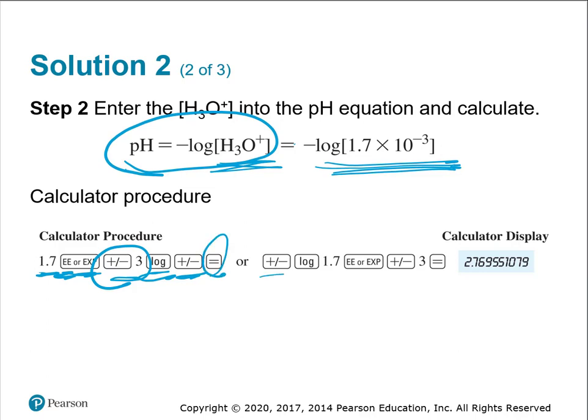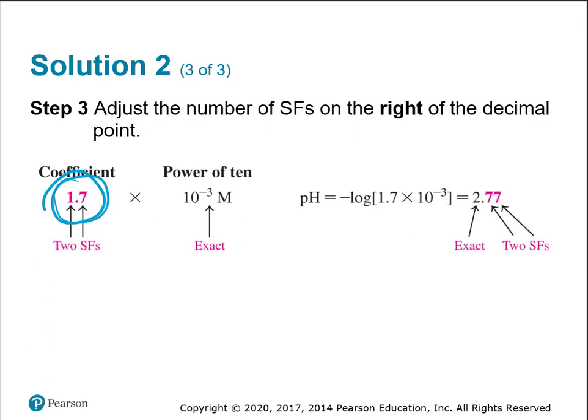Or you can hit negative log of 1.7 times 10 to the negative 3 equals, and we would get this big long calculator display. Since I started with 1.7, I'm going to go to 2 decimal places, and because this is negative 3, that's 1 number, we're going to just have that 1 whole number for our final answer.